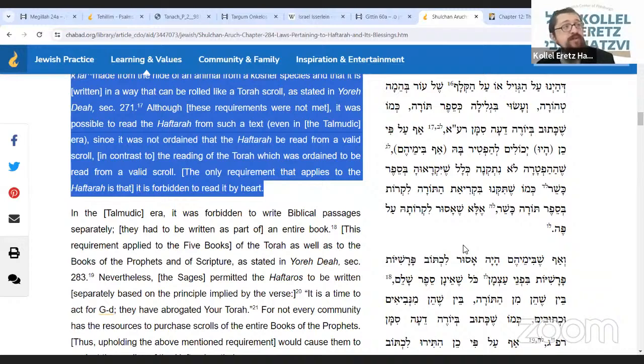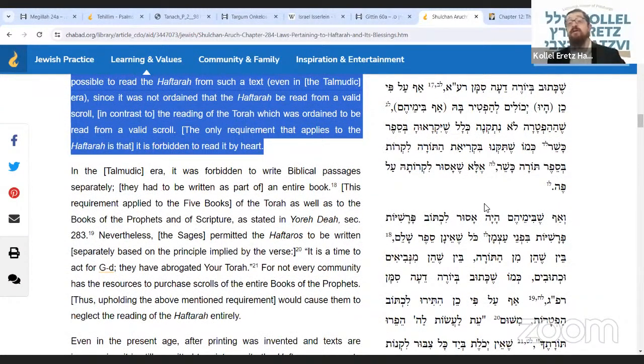When the sages said that you must read the haftorah, they never said it should be done from a kosher sefer Torah. It could be done even from a non-kosher sefer Torah, just from a chapter book. The av should be made by us.